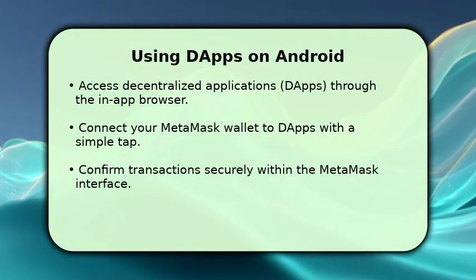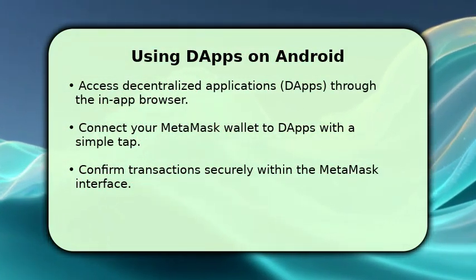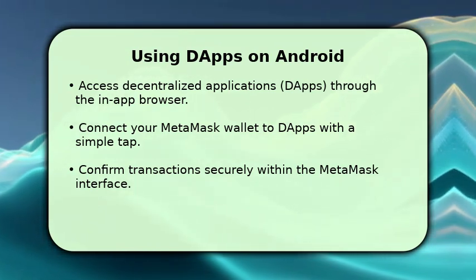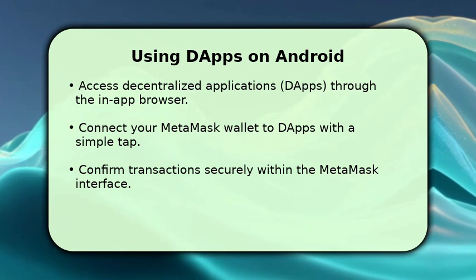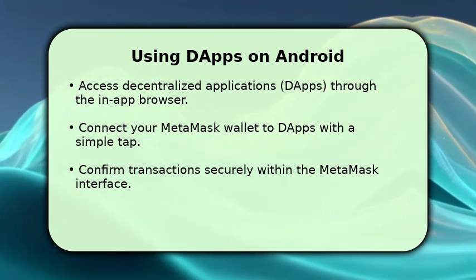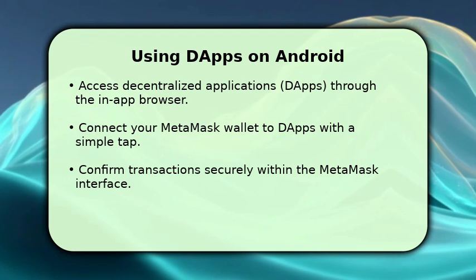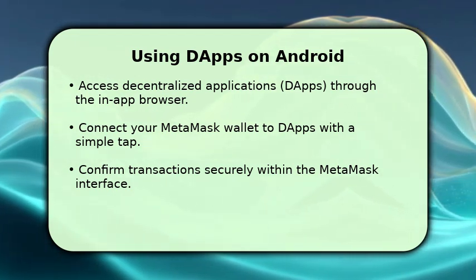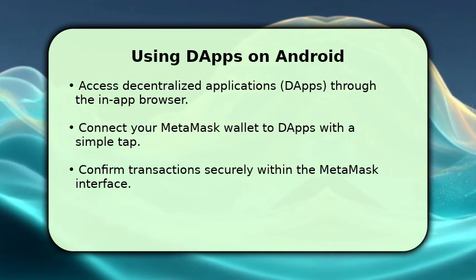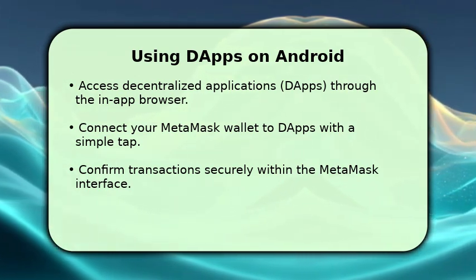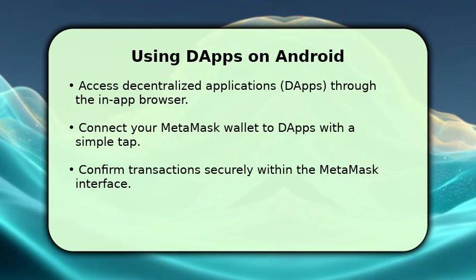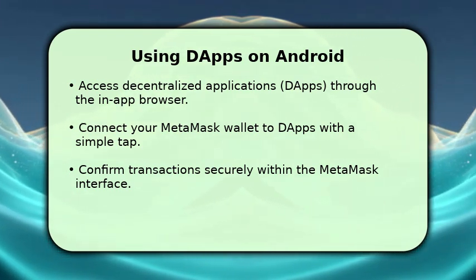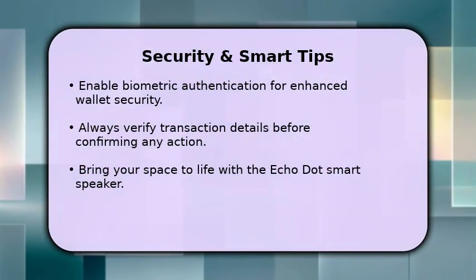Interacting with decentralized applications, or dApps, is straightforward. Use the built-in browser within the MetaMask app to navigate to your desired dApp. Once on the dApp's website, look for a Connect Wallet button and tap it to link your MetaMask account. When performing actions like swapping tokens or interacting with smart contracts, MetaMask will prompt you to review and confirm each transaction securely.